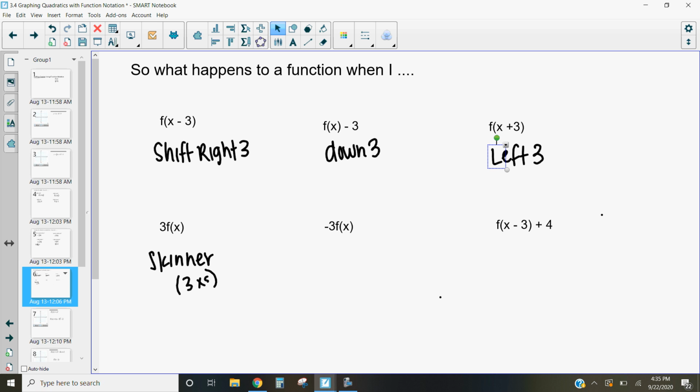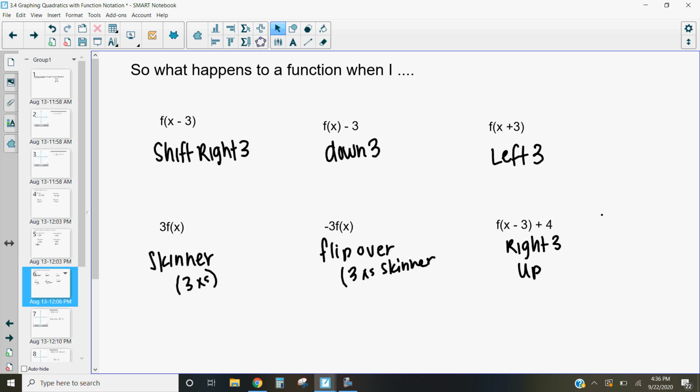A negative f of x is going to do two things. It's going to flip it over, making it upside down, and this is going to get 3 times skinnier. It's going to do both of those. This one also is a combination of two. This one is going to take it to the right 3, and it's going to take it up 4.